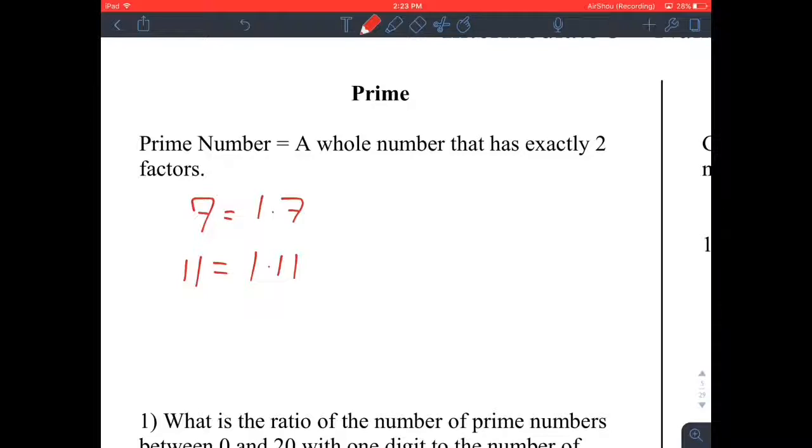Common misconception: the number 1 is not a prime number. It only has 1 factor, which is 1. A composite number is a number that has more than 2 factors. So the number 1 is neither prime nor composite.